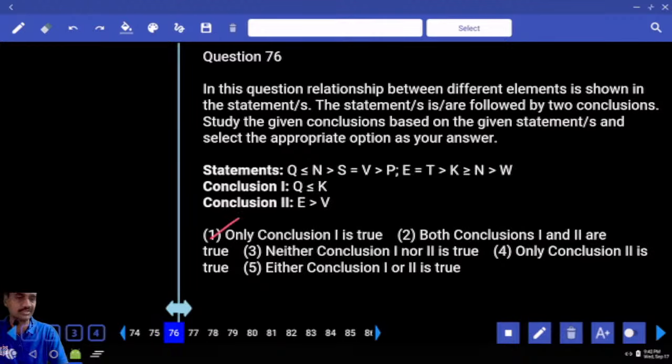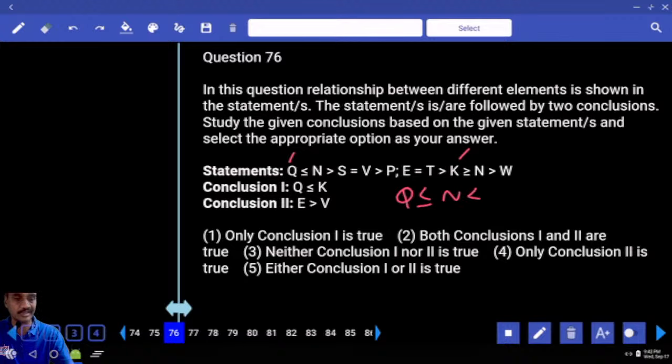Then 76. Now in this 76, Q and K. Q is here, K is here. Which element is common? N is common. Q lesser than or equals to N. K greater than or equals to N. N lesser than or equals to K. And Q lesser than or equals to K. Definitely true.